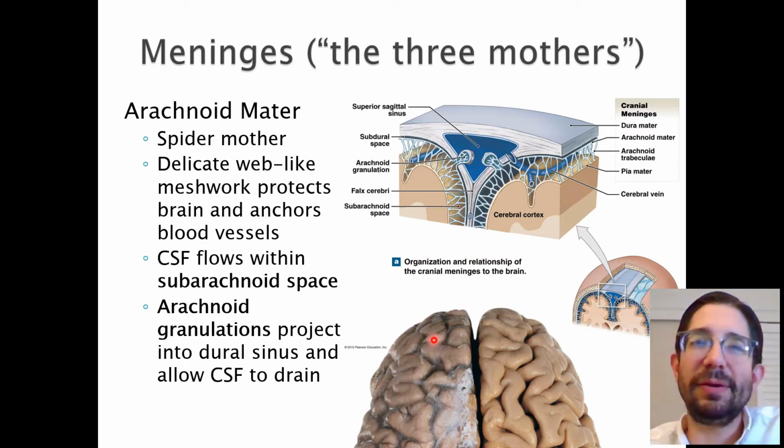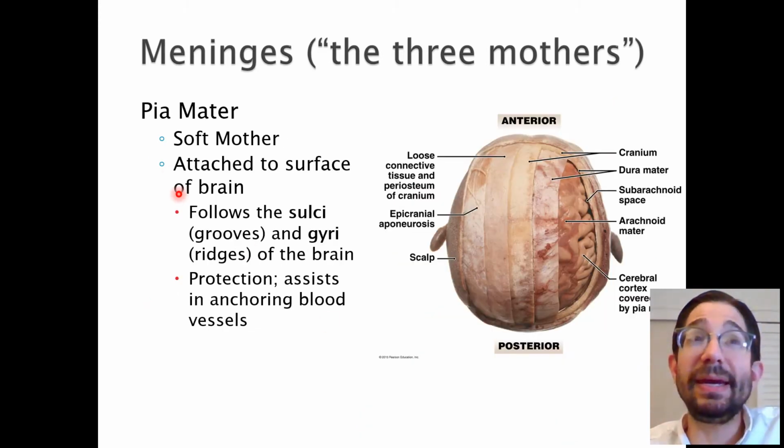In this picture here, you can see more of this cloudy spider-webby covering. That's all arachnoid mater. If you peel that off, it'll just look like a brain. But we do have one more covering left, the pia mater. If you are a musician and you know about piano or pianissimo, it means softly. So this is the soft mother.